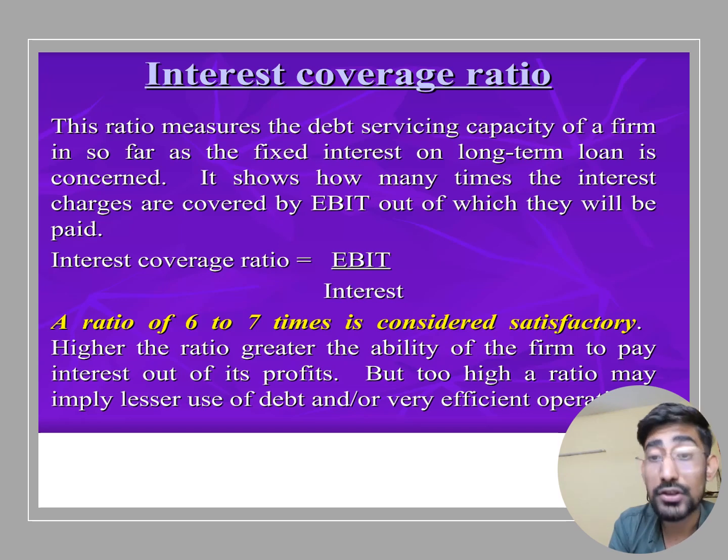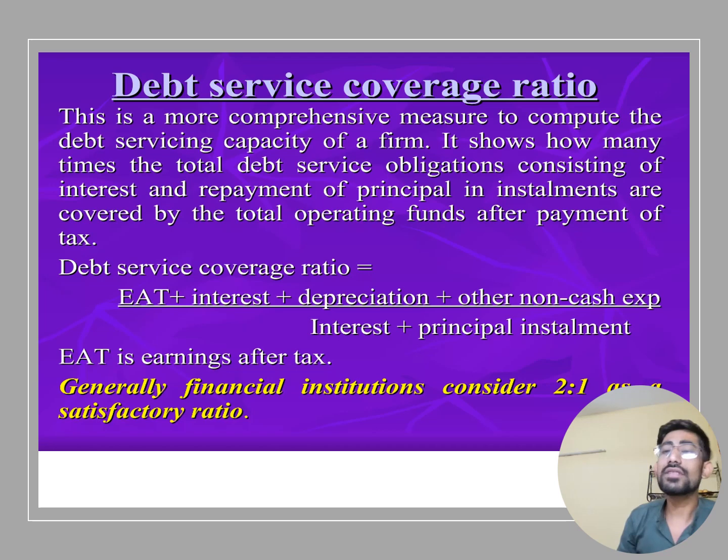So the higher the ratio, the greater the ability of the firm to pay the interest out of its profit. But too high a ratio may imply less use of debt or very efficient operation. That means if your interest coverage ratio is too high, if it comes up to 15 or 20 times, that means you are not using your debt. If you are not using your debt, then it is a burden on the equity shareholders. So a higher ratio will imply that you are using less debt. Okay, coming up to debt service coverage ratio.